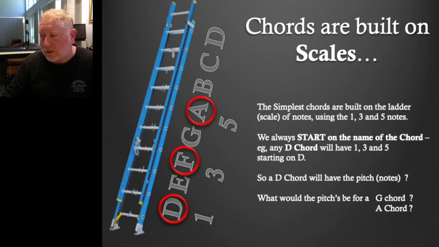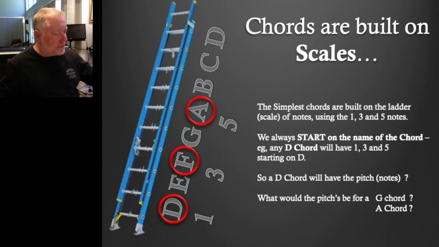The simplest chords are built on the ladder of notes using the 1st, the 3rd, and the 5th note of the scale. So I've drawn for you there the D major scale, which is D, E, F, G, A, B, C, D. But in D major, we would actually have some other notes, F sharp and C sharp. But for now, let's just take D, E, F, G, A, B, C, D. Notice the first note is D. The second note is E, we skip it. The third note is F. The fourth note is G, we skip it. And the 5th note is A. So that's a D chord. Okay, so a D chord will have the pitches D, F, and A.